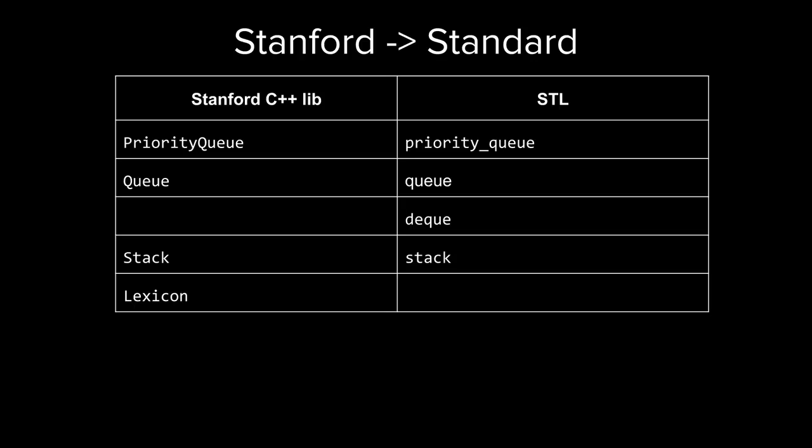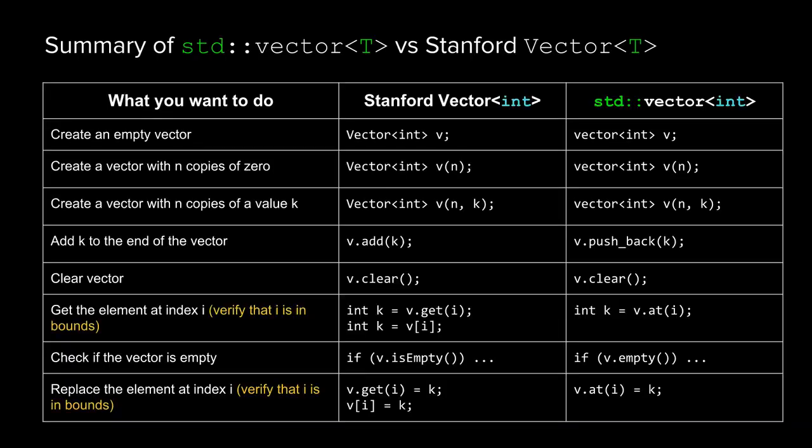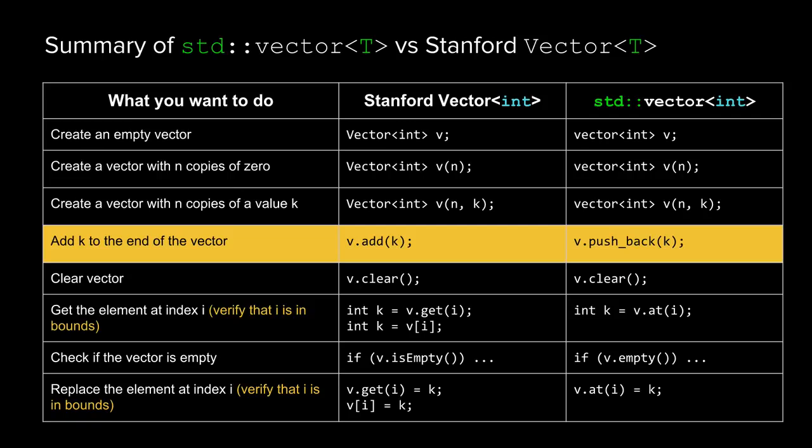There are some method differences too, but they aren't huge, and I have a reference here if anyone wants to look at it in their own time. So we have Stanford vector on the left, standard vector on the right. Everything looks the same except this. Instead of calling .add to put something at the end, you call .push_back because you're pushing to the back of the vector.